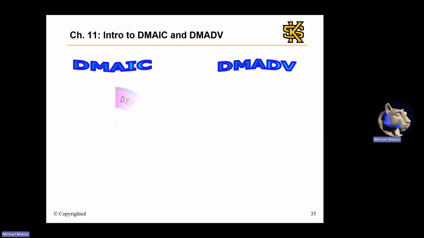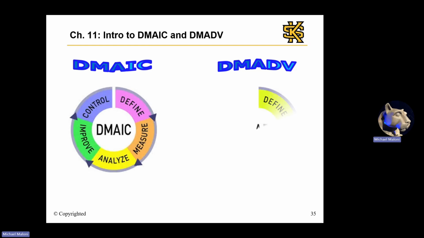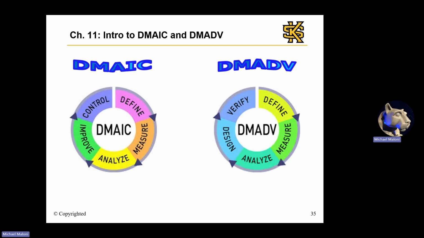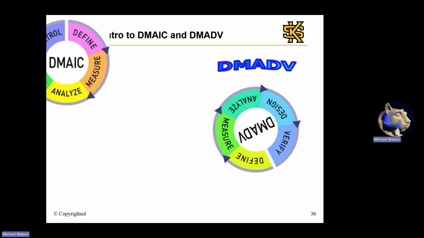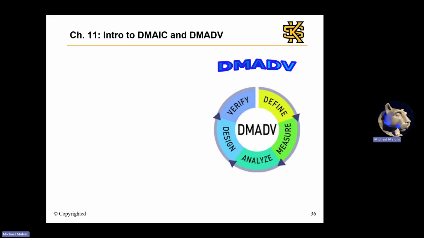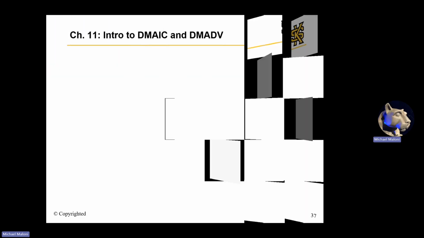We'll now switch gears to the DMADV methodology, which again is applied to new processes. And the text extends this to products and services as well. The main difference from DMAIC is the last two steps, design and verify, instead of improve and control. So we'll focus on those last two steps, starting with design.